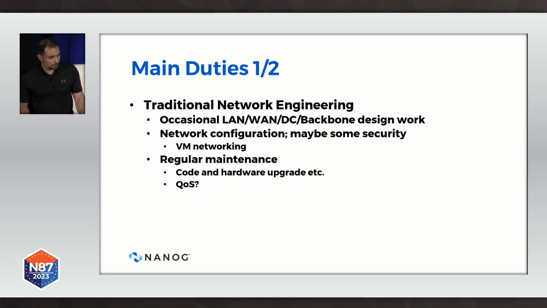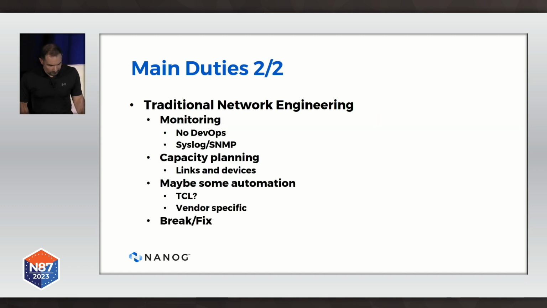Main duties for traditional network engineers: we design networks, we configure those, and sometimes we do regular maintenance depending on hardware and software, sometimes quality of service. Rumor has it, sometimes it doesn't work. And monitoring, capacity planning, some automation. This is more like pre-Python world, and troubleshooting, of course. That whole package was called traditional network engineering.